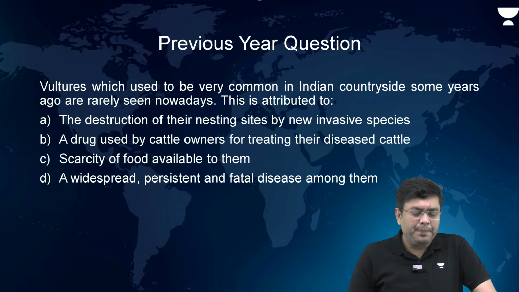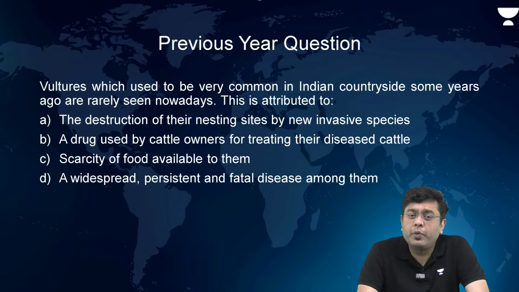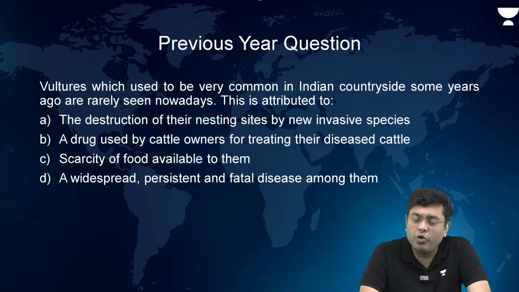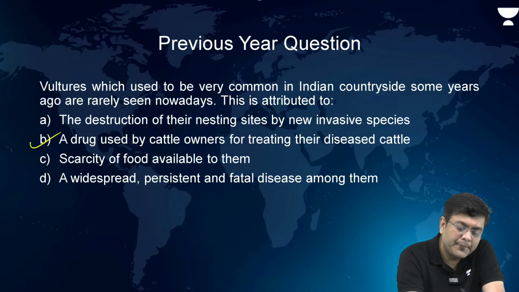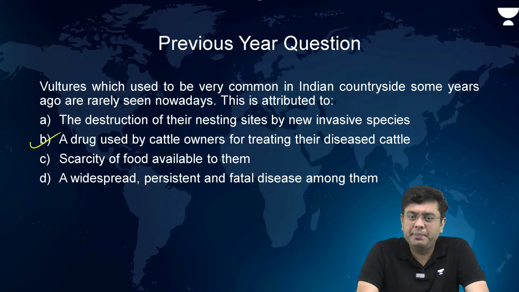Okay? Now, then, this was a question asked previous year as well. Vultures, which used to be very common in Indian countryside some years ago, are rarely seen nowadays. This is attributed to which of the reasons? The destruction of their nesting sites by new invasive species, a drug used by cattle owners for treating the diseased cattle, scarcity of food available to them, a widespread, persistent and fatal disease amongst them. So here, the correct answer would be B.